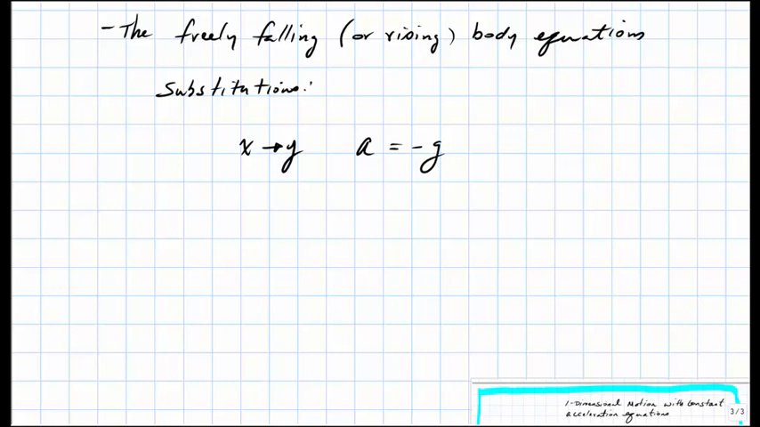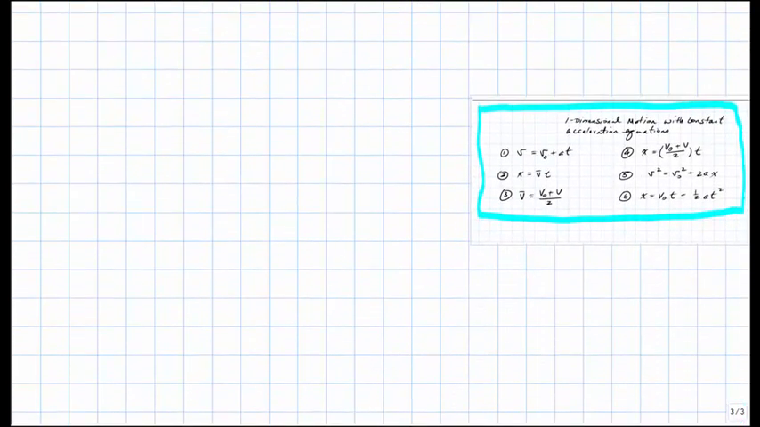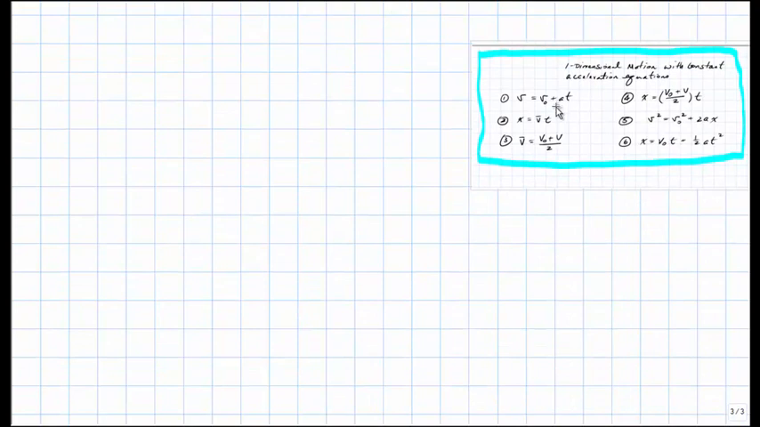So here are the one-dimensional motion equations. I have a small box that contains them. You don't need to copy them. You already have them in your notes. And here's what we'll do. Let's take a look at equation number 1. It reads v equals v0 plus at. What we'll do is we will remove the a and substitute negative g in its place. So the first equation looks like this. v equals v0 minus gt.